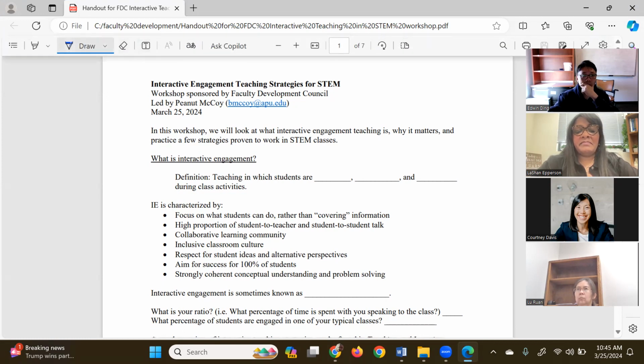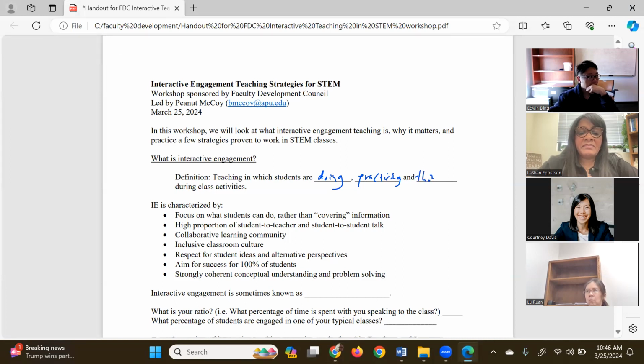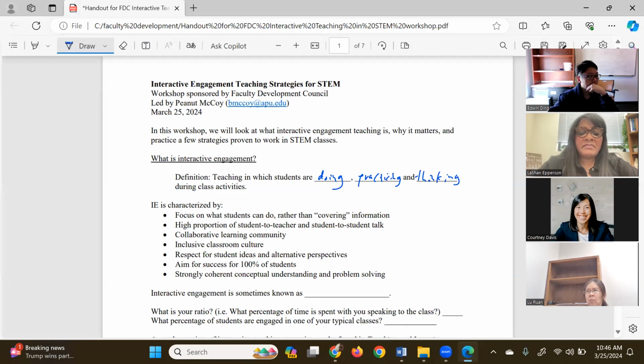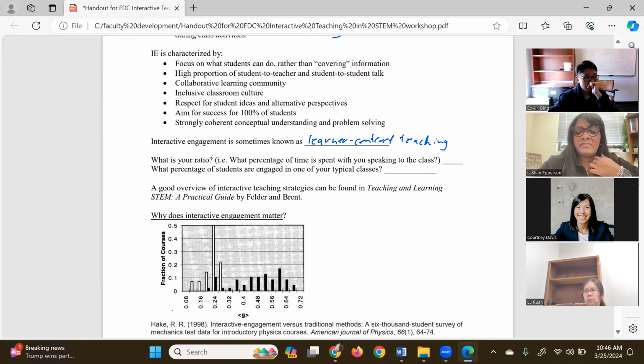So I'm going to write: interactive teaching is teaching in what students are doing, practicing, and, I forget what the third one I said. I should have noted this when I did it. Thinking is the third one. Down here, interactive engagement is sometimes known as learner-centered teaching, rather than instructor-centered teaching.